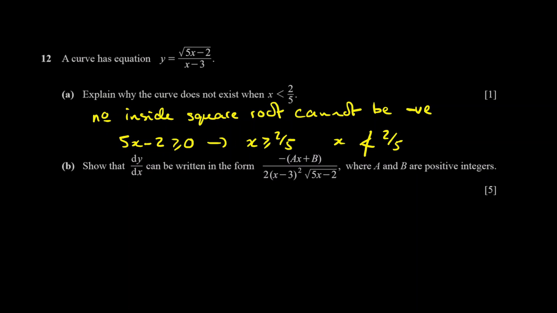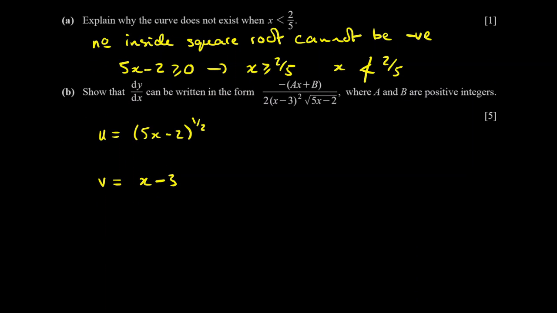Okay, part B. Basically what we've got to do is differentiate the curve, and show that it can be rewritten in this form. Well, in this question, we've got one function divided by another function. So when we've got the quotient of two functions, we need to use the quotient rule. We're going to call the function on the numerator u, so that's 5x minus 2 to the power of a half, because the power of a half is the square root, and we're going to call v x minus 3.